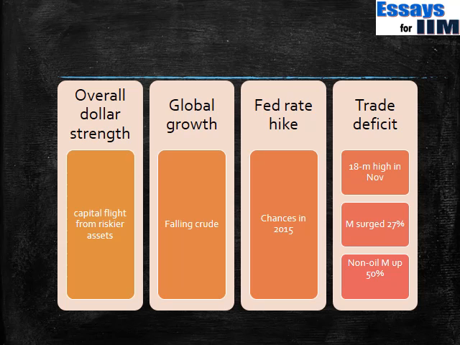And as far as our own Indian currency compared to the US is concerned, we still have a trade deficit. Trade deficit means we are importing more than we are exporting. It was at an 18-month high in November. Our imports have surged 27%, and even our non-oil imports. Normally we always blame oil for our surging imports, but our non-oil imports are also up 50%. So because of all these reasons, the INR will be depreciating against the US dollar for the foreseeable time.